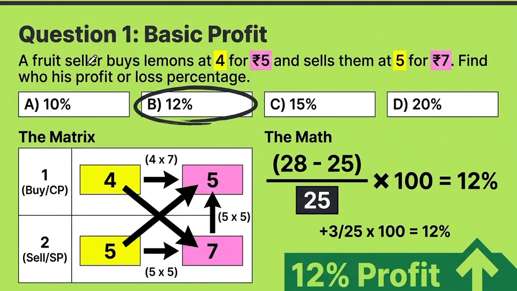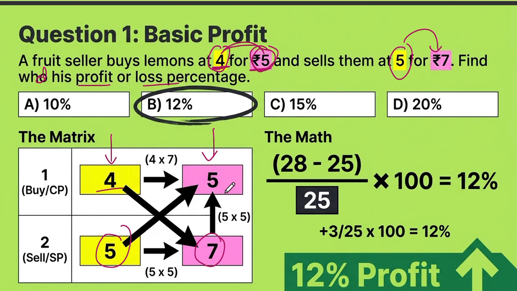Look at the first question. A fruit seller buys lemons at 4 for 5 rupees. So the quantity is 4 and the price is 5. We write on the left hand side 4 quantities at 5 price, and he sells them at 5 for 7. So the quantity is 5 and the price is 7. This is our matrix. The question is, what is his profit or loss percent?